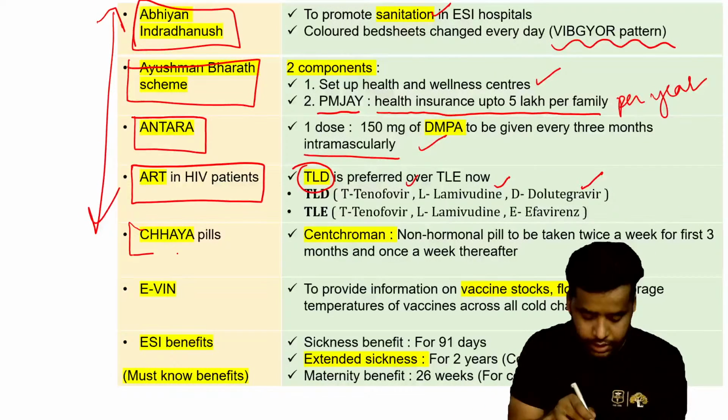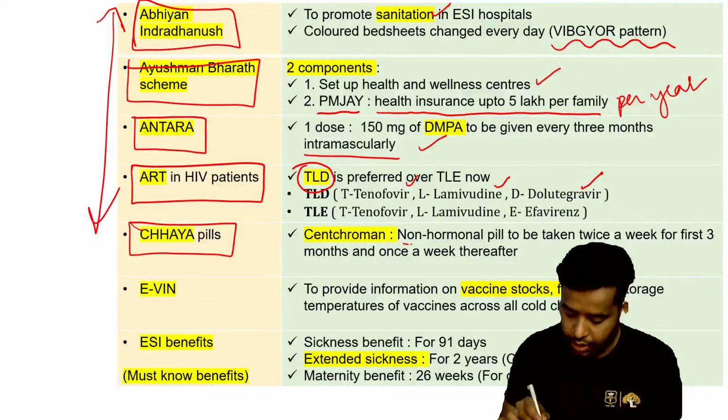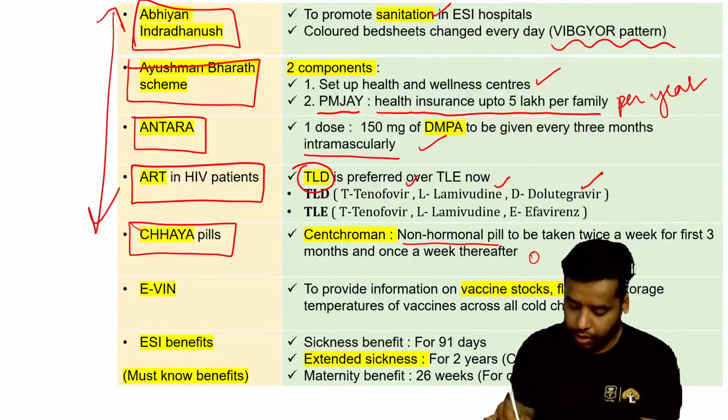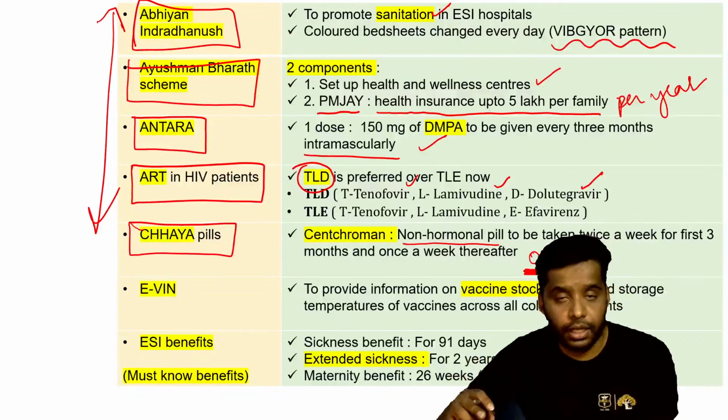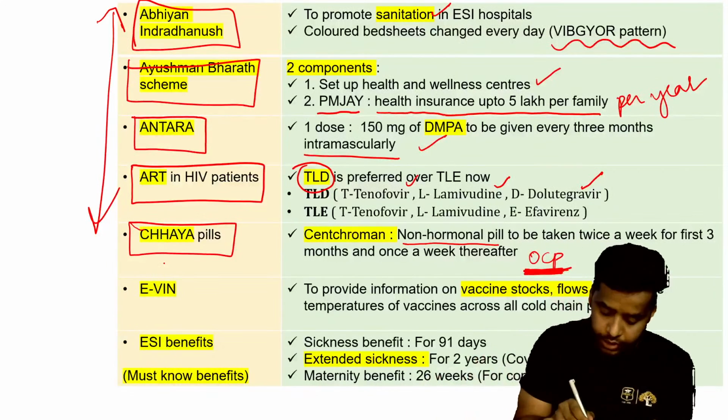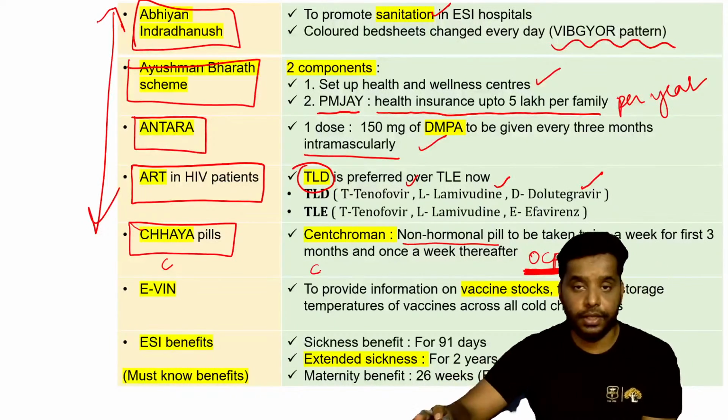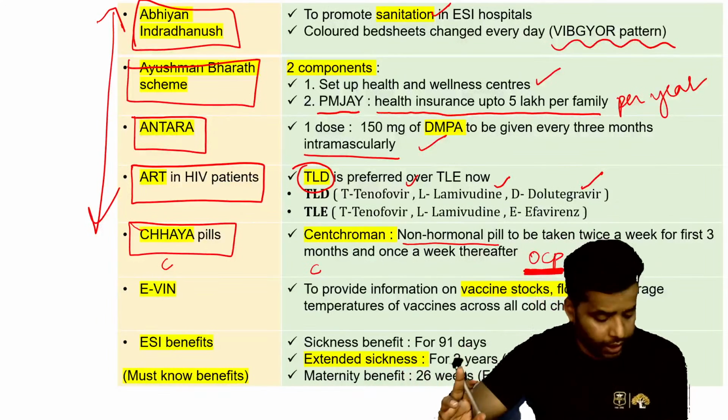A related question. Come to C, Chhaya pills. These are non-steroidal OCPs, oral contraceptive pills. That is Centchroman. Before it was coming under the brand name of Saheli. Now it is Centchroman. C for Centchroman, C for Chhaya. Keep this in mind. Centchroman and Chhaya.